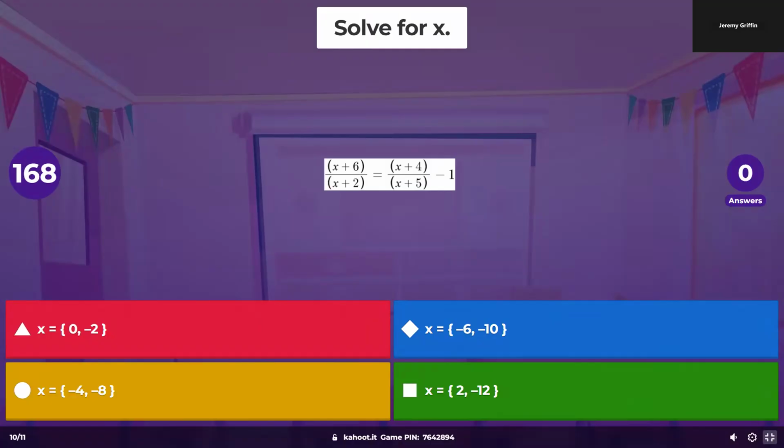We got x plus 6 over x plus 2 equals x plus 4 over x plus 5. And the whole thing is minus 1.